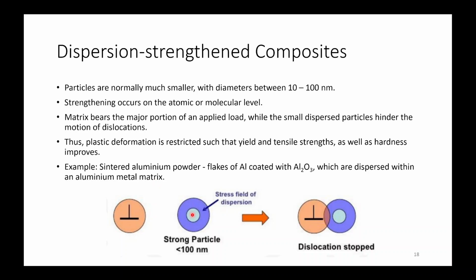This particle has some surrounding stress field. So when a dislocation moves near to it, it will act as a barrier and stop the dislocation from moving. This will provide strength to the material. Here your particle size will be in this range, 10 to 100 nanometers.